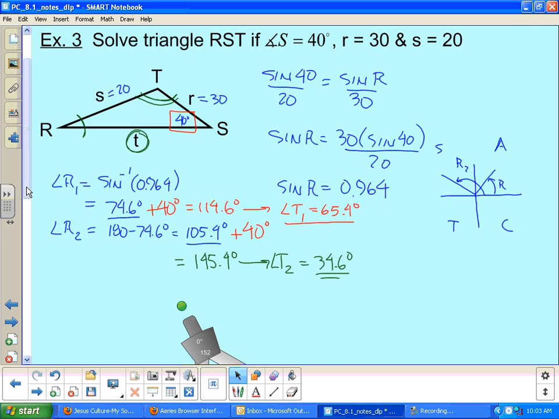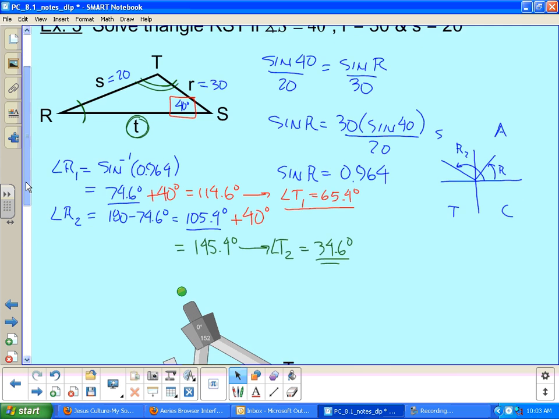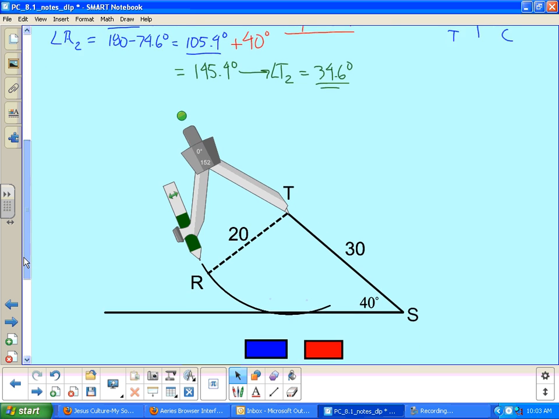So we found our two angles, T1, T2. We found our two angle R's, R1, R2. I have some work to do to go back and find side T1 and side T2. But before we do that, let's see, how did we get two triangles out of this?